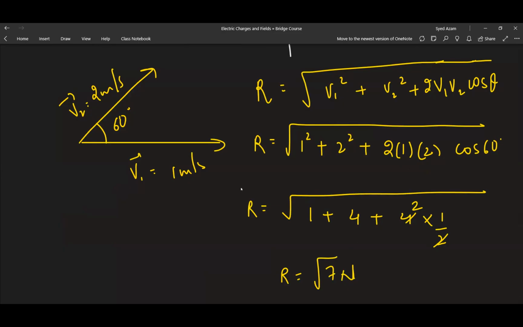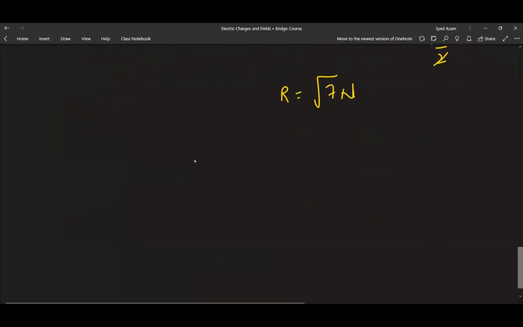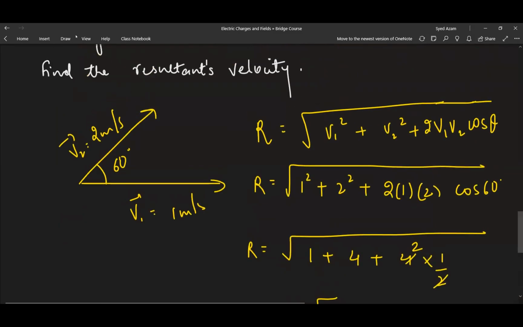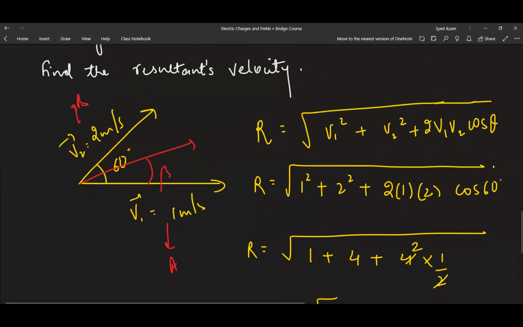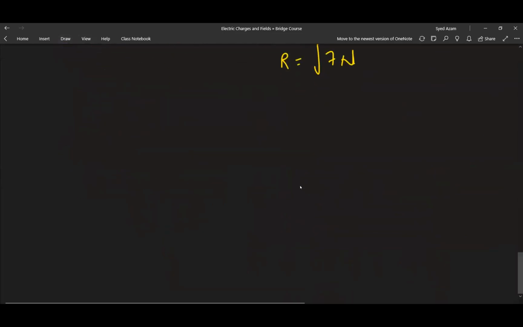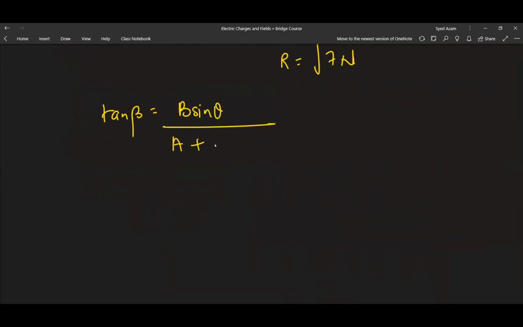Okay, ma'am. And for the direction, you can take any of it with beta. Like suppose I take this with beta. So this becomes A, the one which is near the angle, and the one which is far away becomes B. So look, tan beta will be B sine theta by A plus B cos theta.